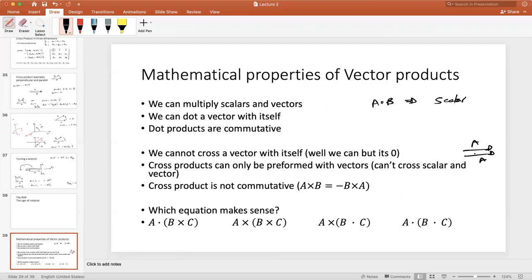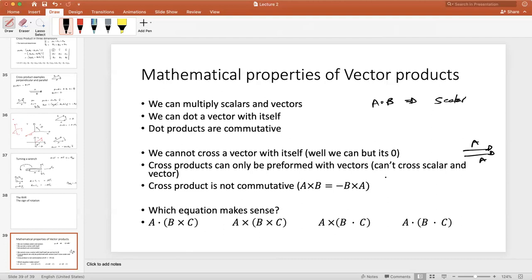Cross products can only be performed between vectors. So A and B have to be vectors. You can't cross a scalar. What does it even mean? Multiplying a scalar by a vector makes sense. You're doubling the magnitude. Crossing a vector and a scalar makes no sense because you don't have a direction to cause the rotation. You wouldn't know which way it would rotate, right? Because the scalar has no direction. And the cross product is not commutative, meaning A cross B doesn't equal B cross A. It in fact equals negative B cross A.